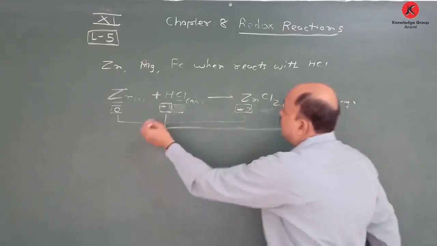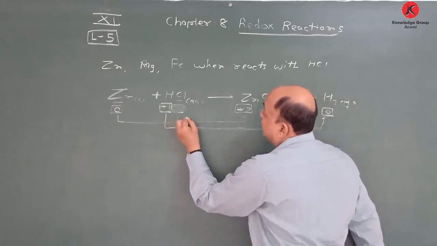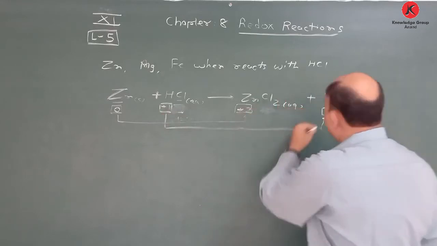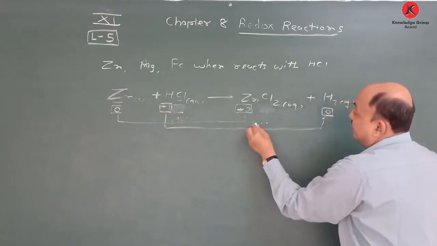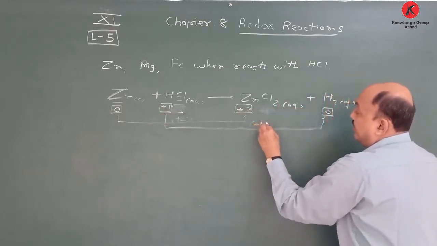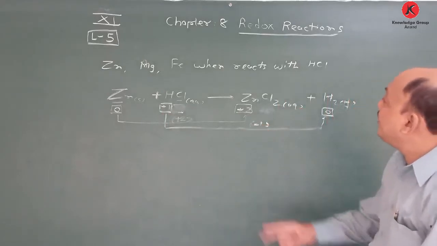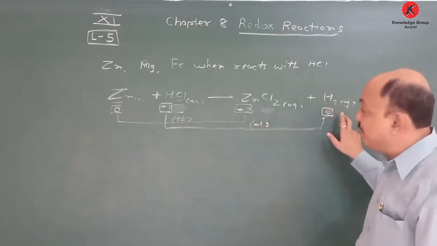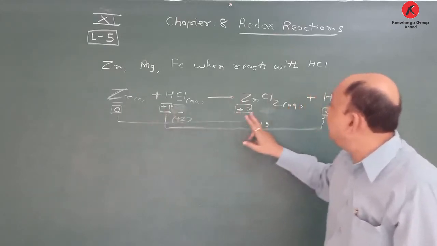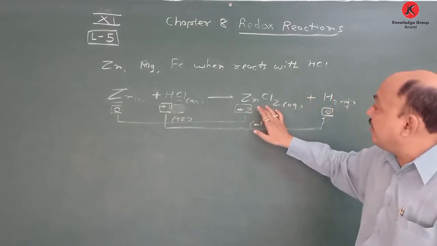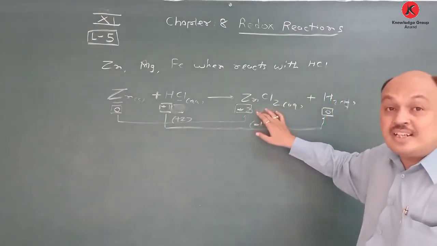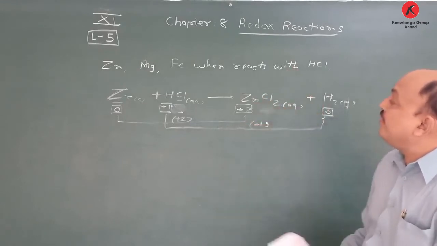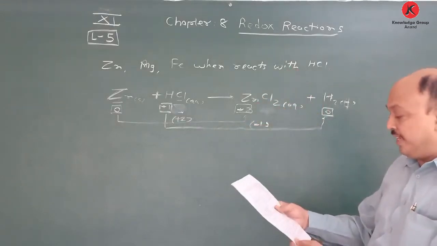So here 0 to plus 2 indicates what? Oxidation reaction. And plus 1 to 0 indicates what? Reduction reaction. Okay? So it's reduced. We can say that H plus is converted to H2 gas by gaining electron, and Zn produces Zn plus 2 by losing electron. So here it is the reaction with Zn. Same way you write down for Mg and Fe.